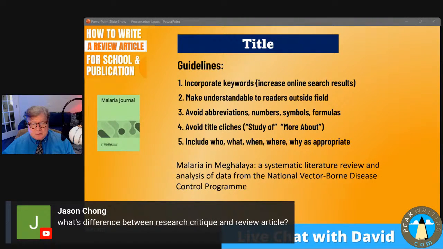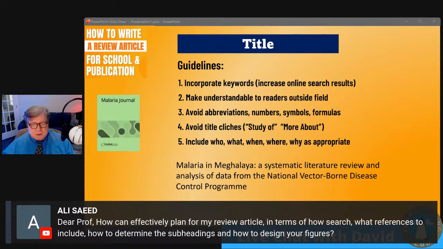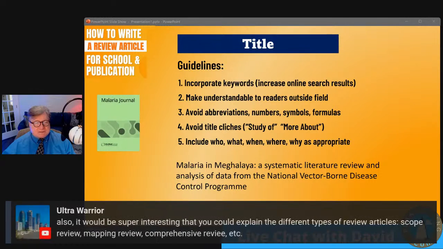Oh, we've got some other questions here. We have a question from Ali. Dear Prof, how can I effectively plan for my review article in terms of how to search? What references to include? How to determine subheadings? Let me get to that after we finish, Ali. That's going to require a bit of a longer answer. There's a lot to that question, but it's a good one, and it's an important one for us to discuss.